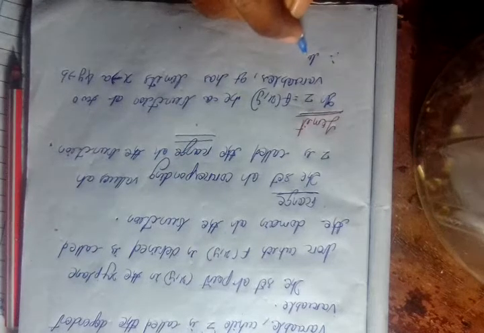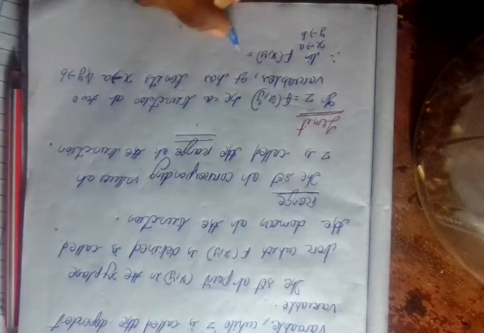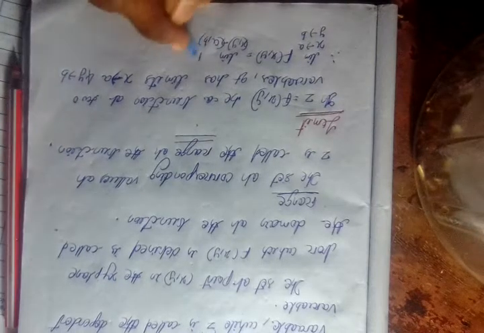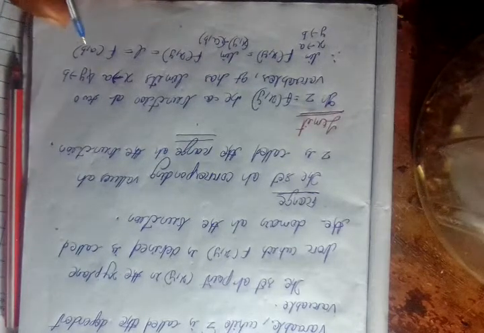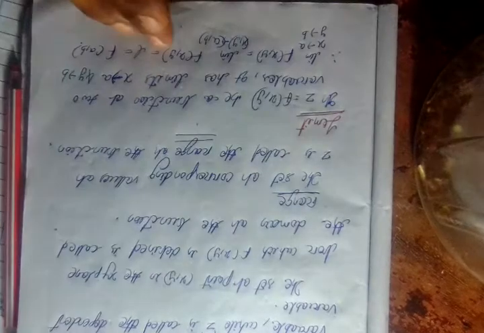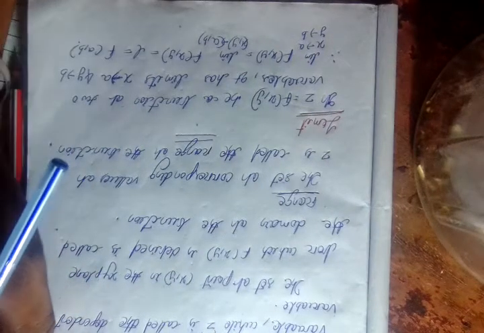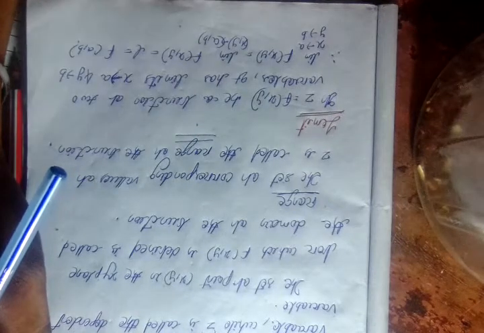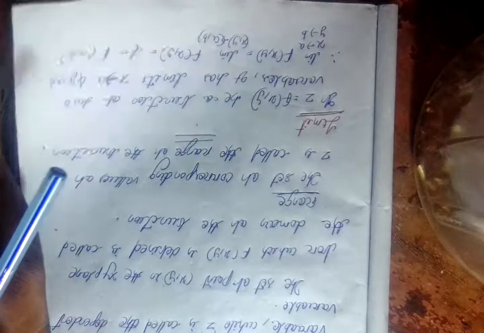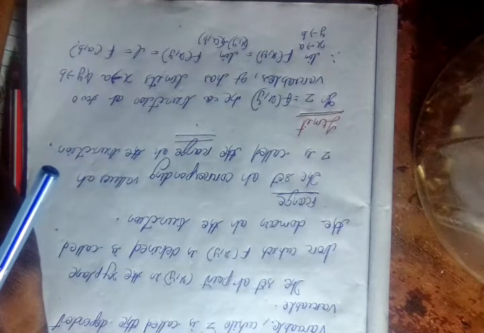Mathematically, limit x tends to a, y tends to b, f of x, y is represented another way: limit (x, y) tends to (a, b) of f of x, y is equal to l, which is equal to f of a, b.